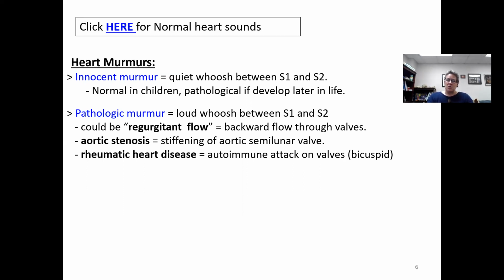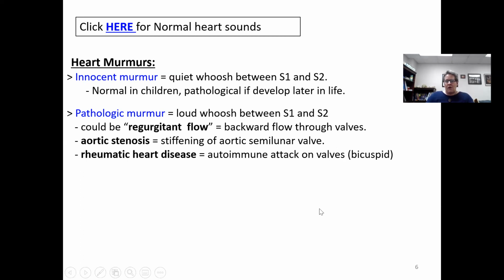And that would be a whoosh between the S1 and S2, and it could be quite loud. Now, what this whoosh indicates is the sound of blood backflowing in the opposite direction of which it should be going. That's called regurgitant flow. So that could be blood backing up from the ventricles into the atria.